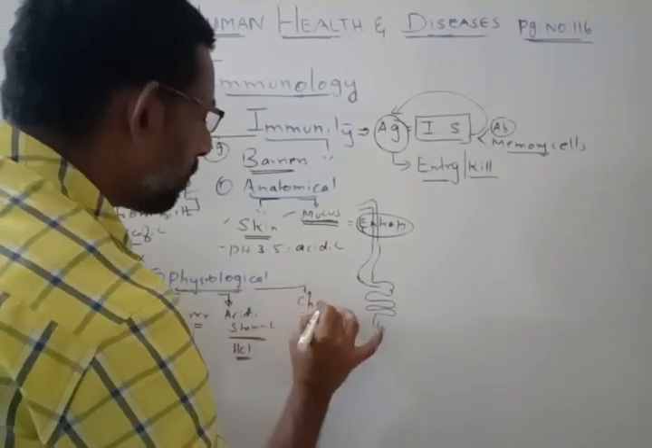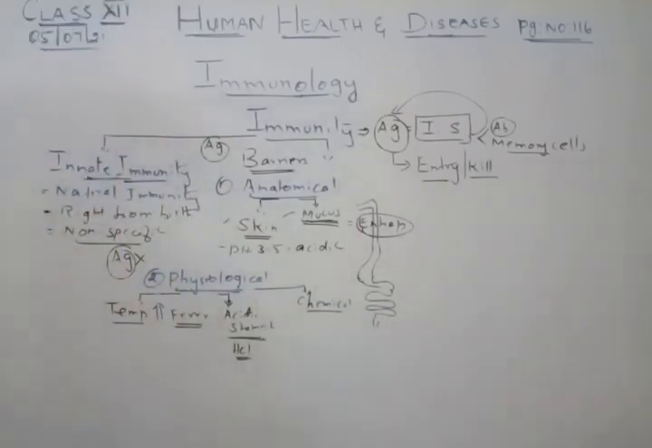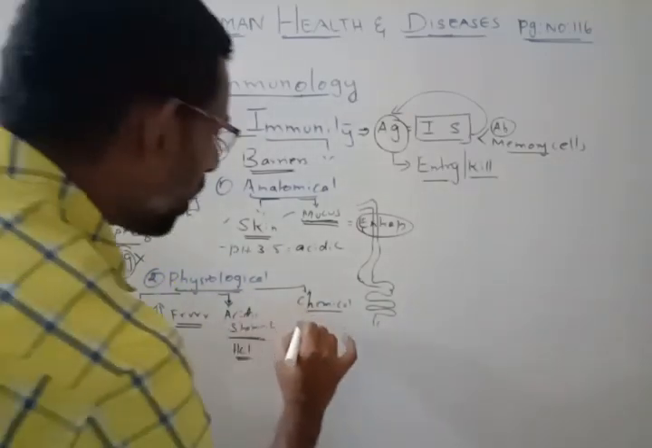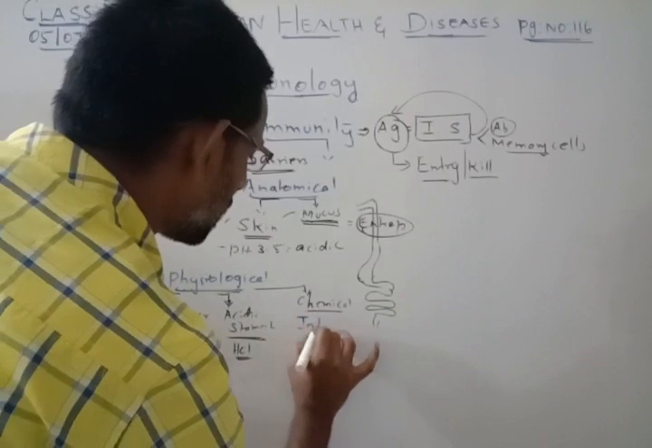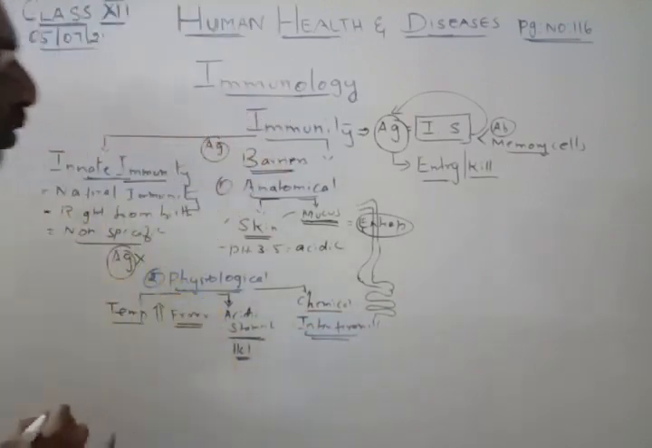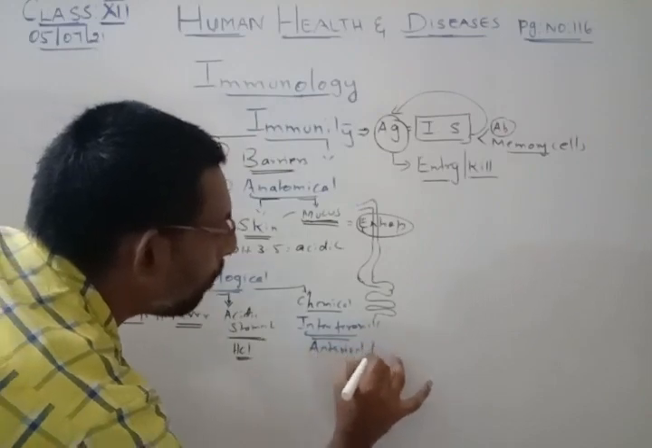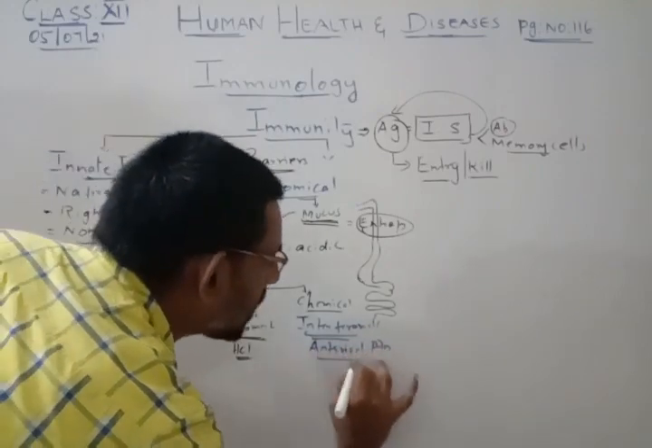We have two chemicals here. The first one is called interferons. Interferons are called antiviral proteins. Now, what is this interferon? It is called antiviral protein. It is against viruses.